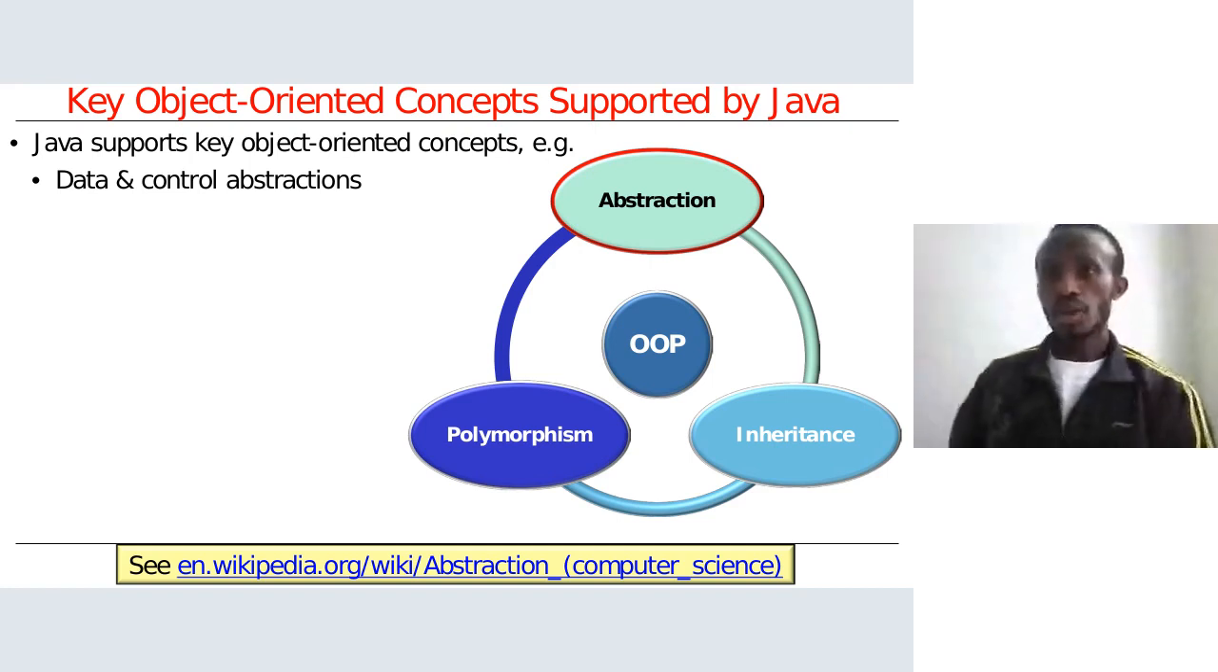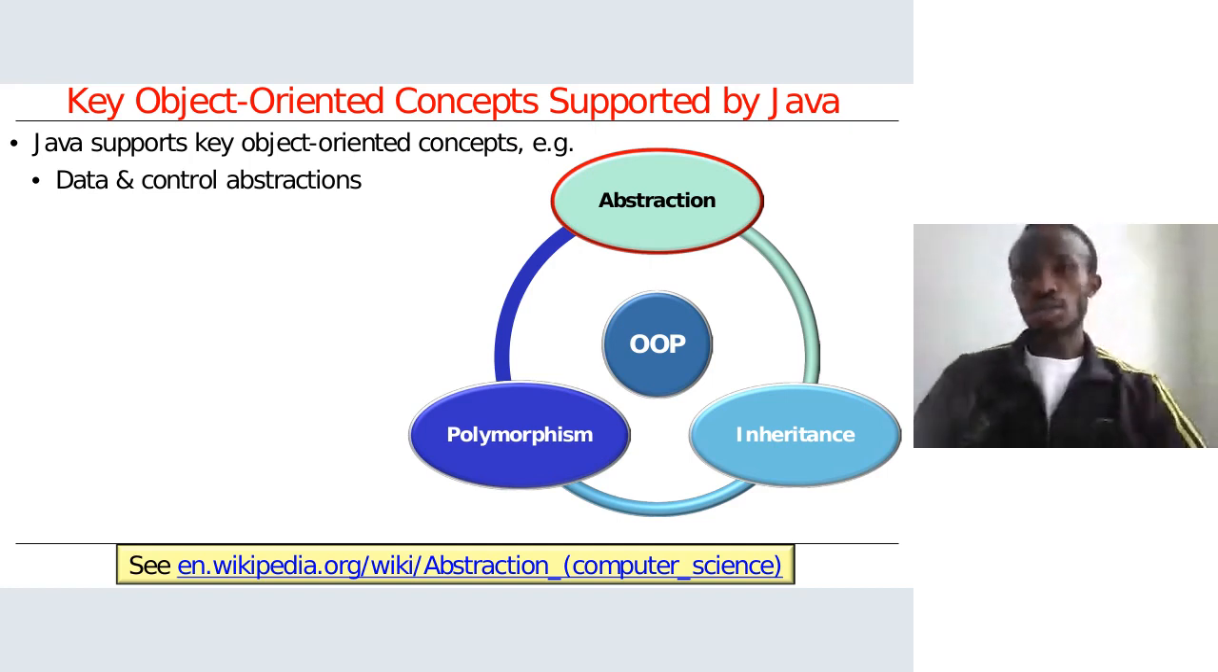Now when you come to object oriented, I'm going to look at just a few things. You'll find that there are three features which are common in all object-oriented languages, and those are the features that I've displayed on the screen there. We have abstraction, polymorphism, and inheritance.